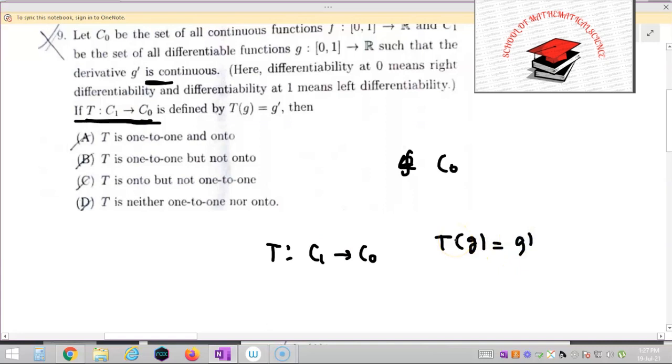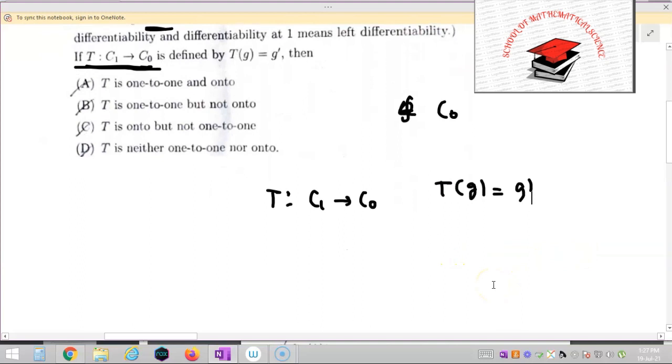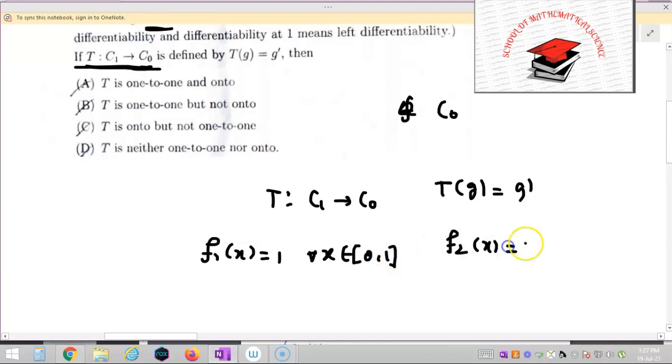Then they are saying that T is 1-1 on 2, T is 1-1 but not on 2, T is on 2 but not 1-1, T is neither 1-1 nor on 2. So we need to check which of the following options is correct. For this, I am considering two functions: f1(x) = 1 for all x belongs to [0,1], and f2(x) = 2 for all x belongs to [0,1].